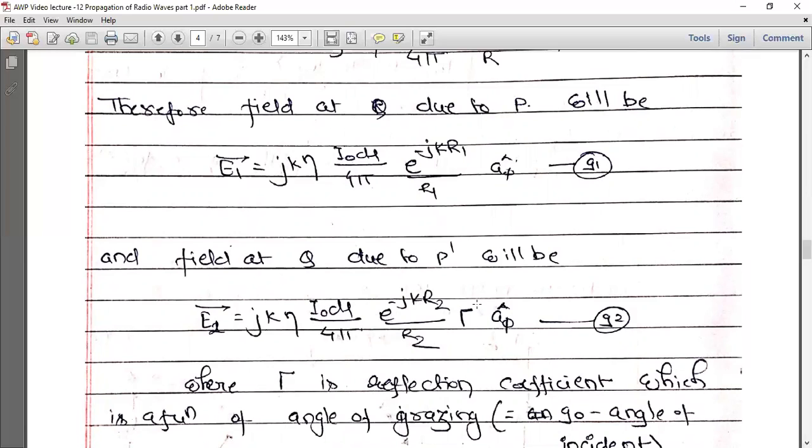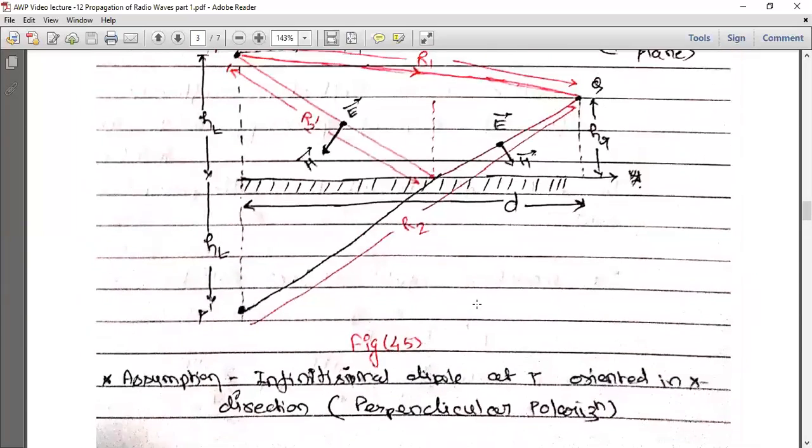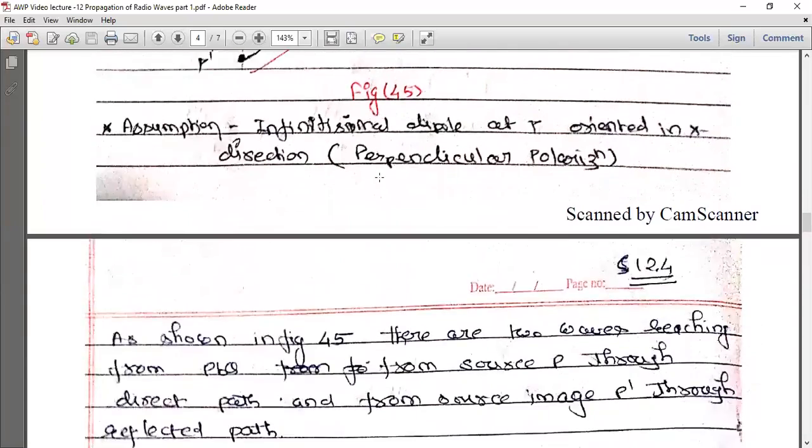It depends on the angle of grazing. What is angle of grazing? If you look at the figure here, I forgot to draw this. This is the angle of incidence. Angle of incidence is the angle between the incident wave and the normal itself, and the angle between the incident wave and this surface here, on which you are considering the normal or surface of reflection, is known as the angle of grazing. So you can consider angle of grazing as 90 minus angle of incidence.